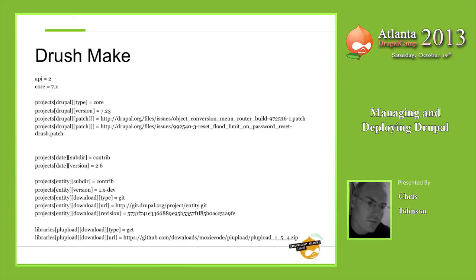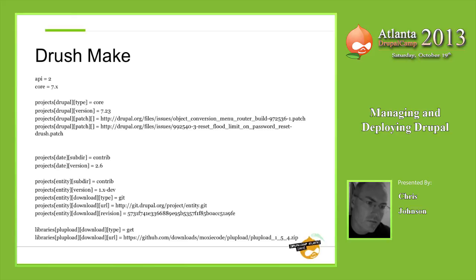I want you to grab the date module, and I want you to put it in the contrib subdirectory. So that would go in sites, all modules, contrib, and then date. I want you to use version 2.6 of it. And you can see it's got a lot of flexibility. You're not limited just to a particular module and a particular release version.